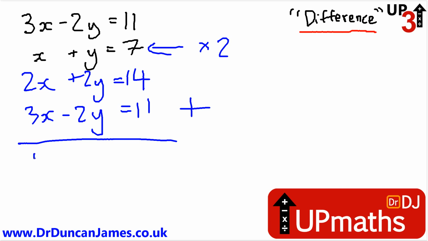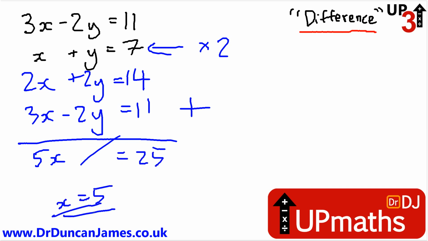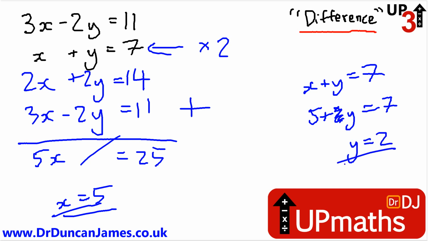2x plus 3x is 5x. 2y minus 2y, well, that just disappears. 14 plus 11 is 25. Oh look, so that means that x equals 5. I'll try not to make the same mistake I did last time. That means that x plus y equals 7. We already know that. We can put x equals 5 into there. So 5 plus y equals 7. So y equals 2. Do you agree that's easier?